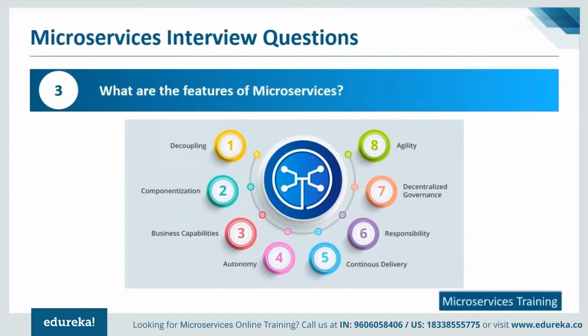Agility. Now, since you have a decentralized architecture, you can easily go ahead and build applications and also discard them if they're not needed. So it gives you a lot of agility basically. So these were some of the features of microservices. Let us move further now.